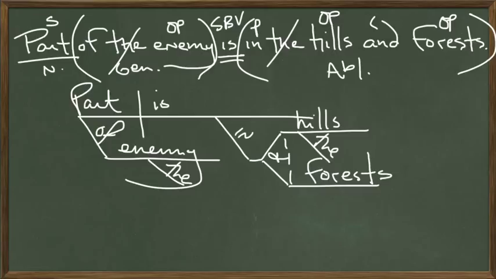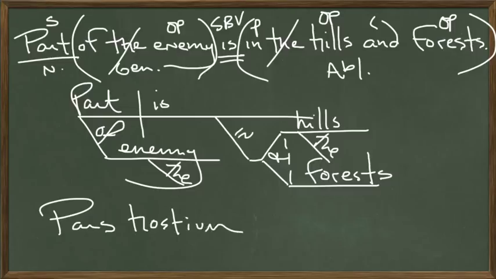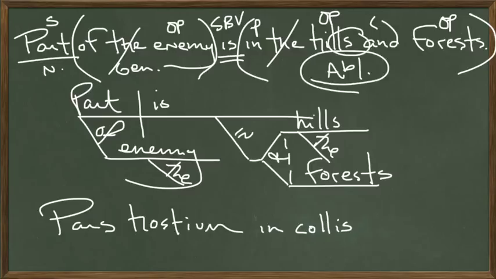Okay, now all we have to do is translate this into Latin. Pars. Pars is part in Latin. Pars hostium, that's genitive plural, pars hostium. Part of the enemy. And we'll put the verb at the end. So let's go straight to the prepositional phrases. Part of the enemy is in colis, hill. Colis, hill, however, for it to be ablative and plural, we're going to have to change colis to colibus.